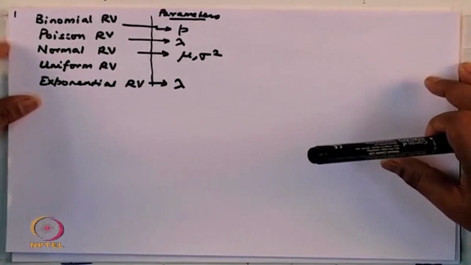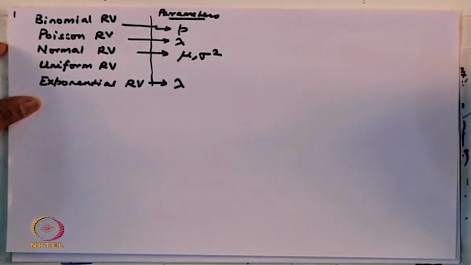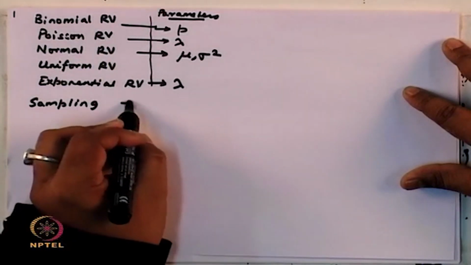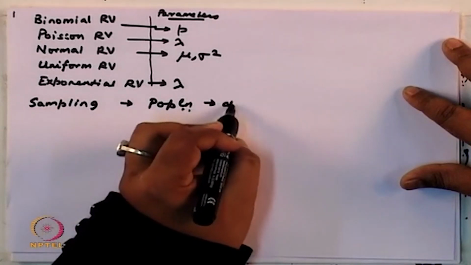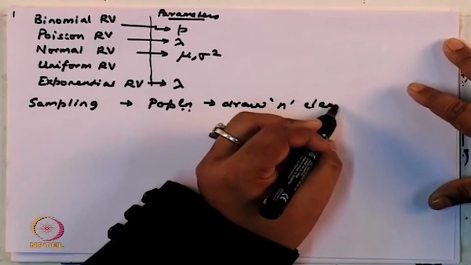However, in the real world scenario, your job is to actually estimate these parameters. So, how do you do that? You actually use sampling to get insight into what these parameters are going to be. So, what is sampling? Sampling is from the population. From your population, you draw, let us say, n elements or objects.